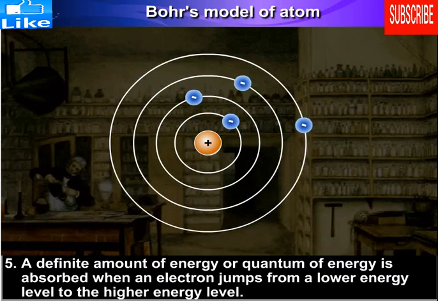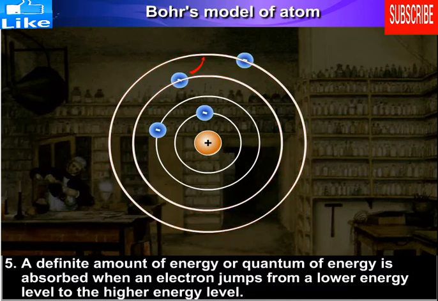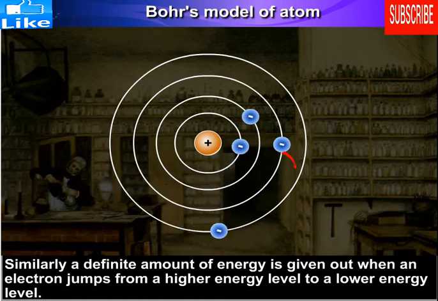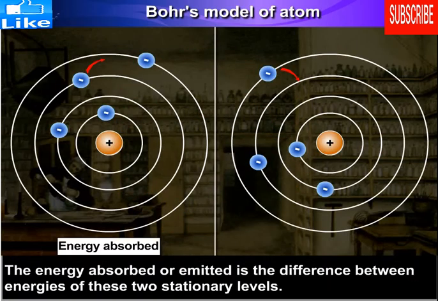5. A definite amount of energy, or quantum of energy, is absorbed when an electron jumps from a lower energy level to the higher energy level. Similarly, a definite amount of energy is given out when an electron jumps from a higher energy level to a lower energy level. The energy absorbed, or emitted, is the difference between energies of these two stationary levels.